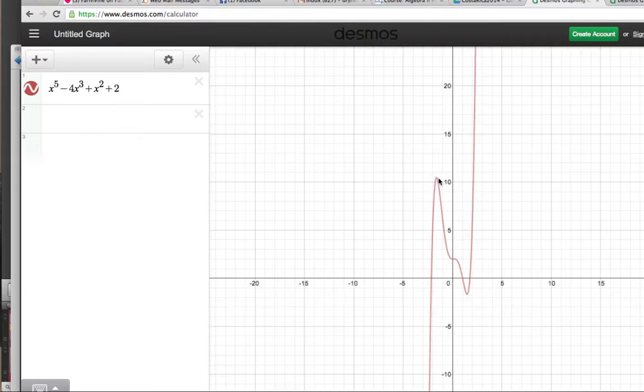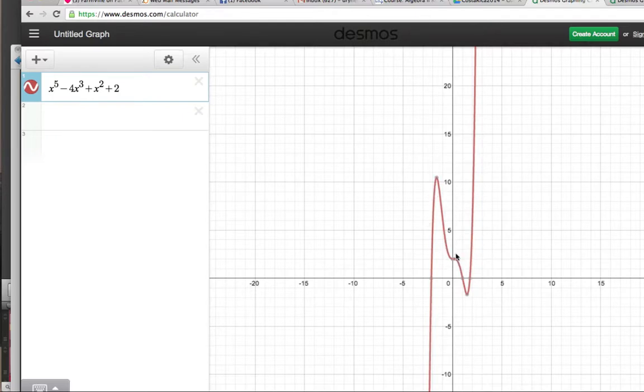So you can see that for local extrema, my local maximum is negative 1.63, 10.47, and my minimum is 1.46, negative 1.68. Okay, so these are really difficult to find if you were working as an individual without a graphing calculator or without a tool.